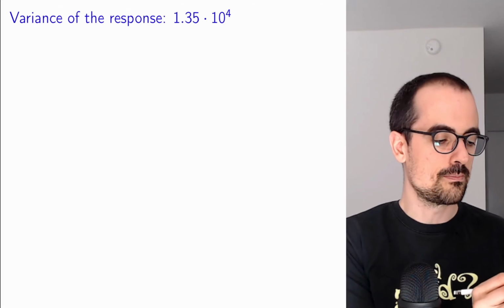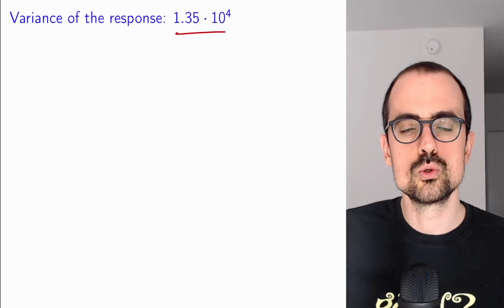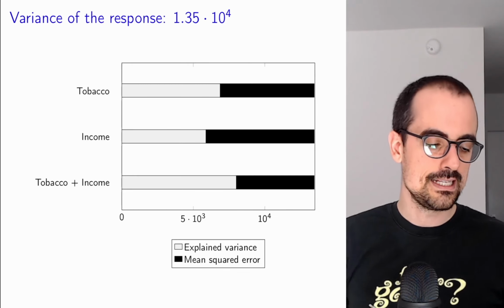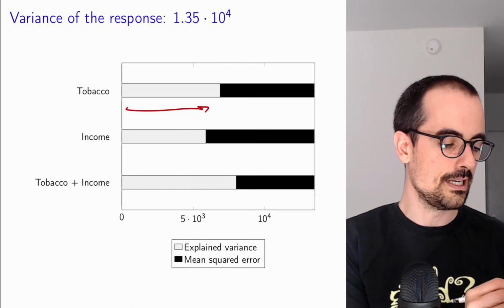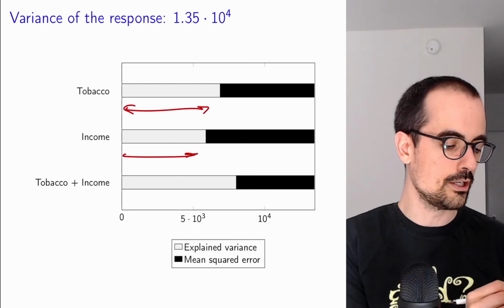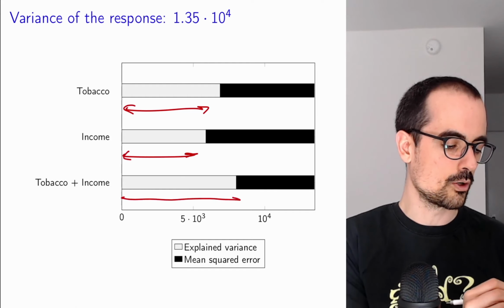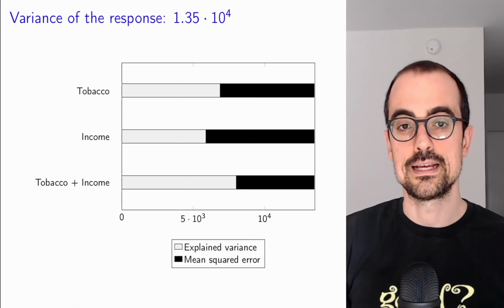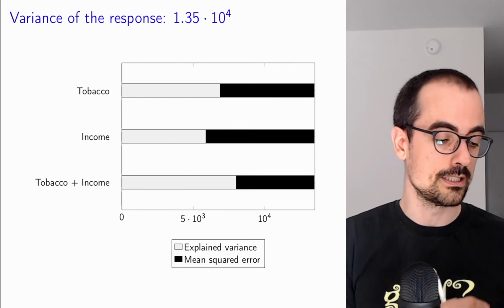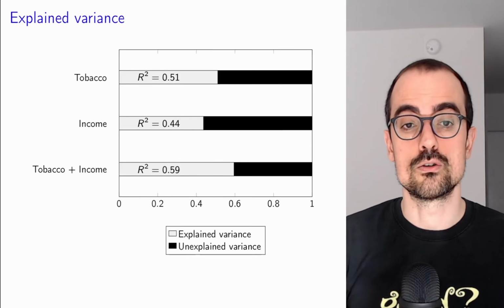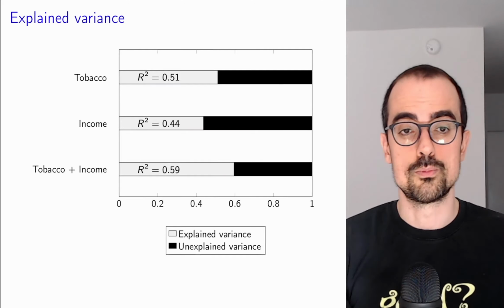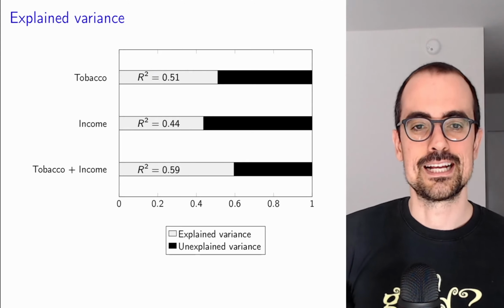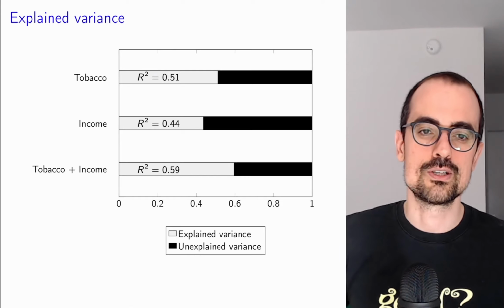Now, the variance of the response in our data is equal to 1.35 times 10 to the 4. And here is the explained variance, which is the variance of the linear estimator for the tobacco model, the smoking-only model, income-only model, and tobacco plus income. So we see that if we take fractions here to compute the coefficient of determination, tobacco has a coefficient of determination, or R squared, of 0.51. It explains half of the variance in the response. Income explains 0.44 of the variance of the response.